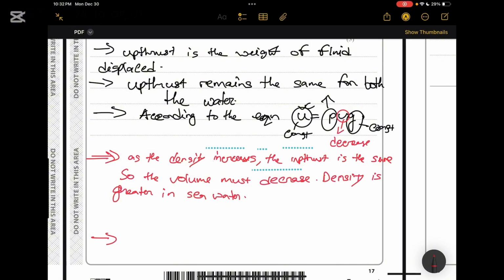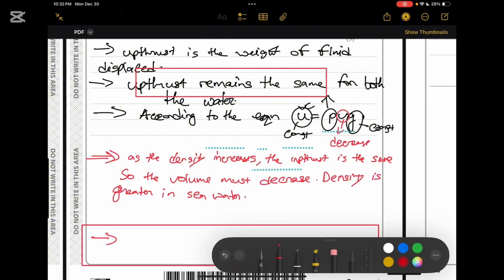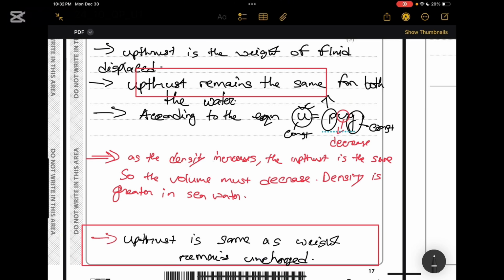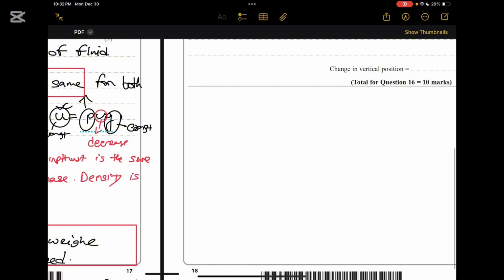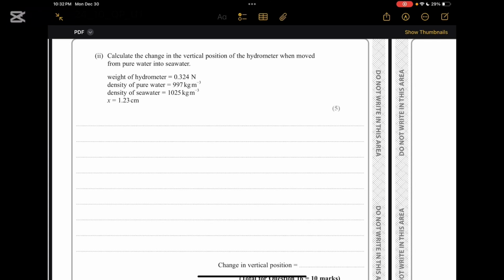We can mention one thing, why the upthrust remains the same. This is a very important thing. It is an extra note which I am giving to you guys. You don't need to write that in your exam paper. I'm just giving you that in order to make you understand. We know upthrust is the same as weight, which remains unchanged.